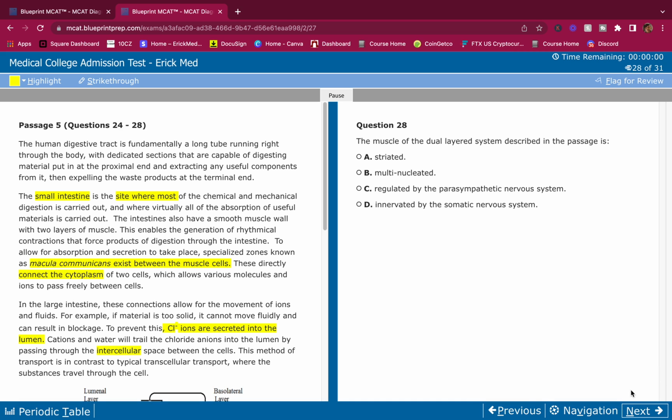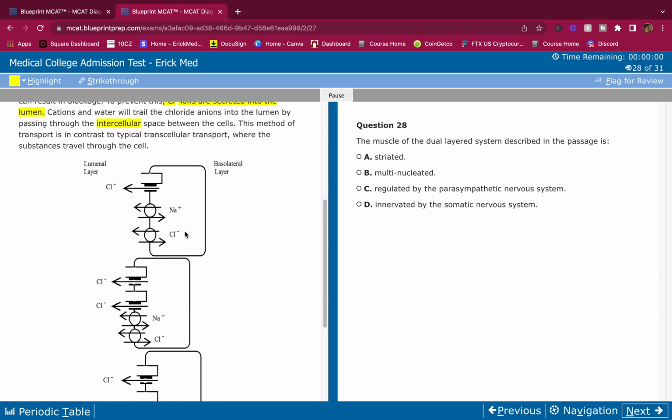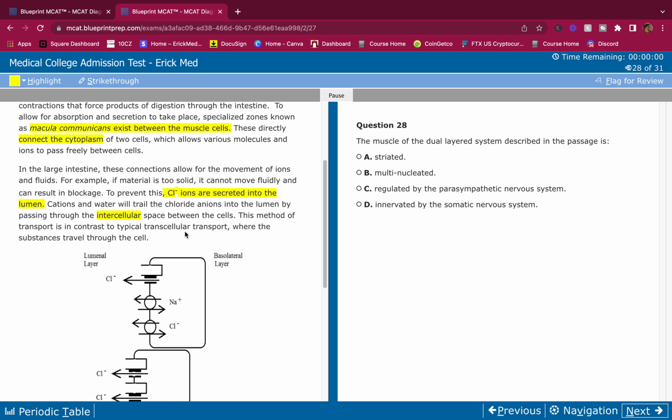The muscle of the dual-layered system describing the passage is... Okay, they told us it was smooth muscle. I also remember that from my content review. All right, and smooth muscle... This is content review here. Smooth muscle is not striated. Skeletal muscle is striated. The heart muscle is also striated as well. Okay, so this is wrong.